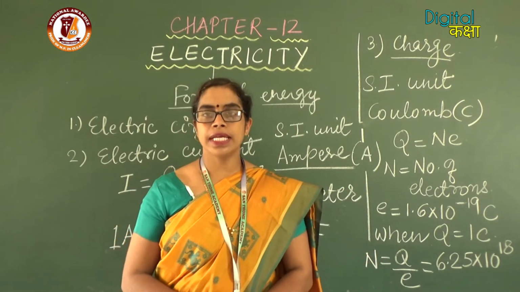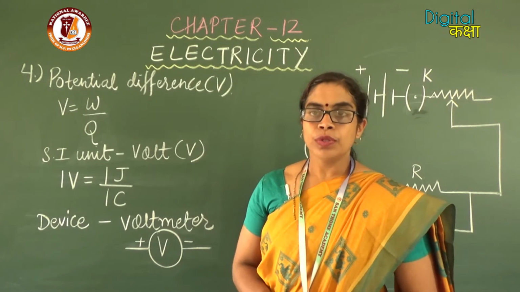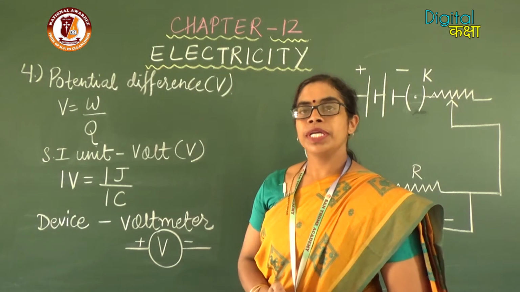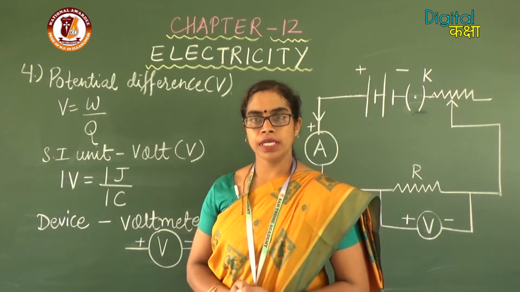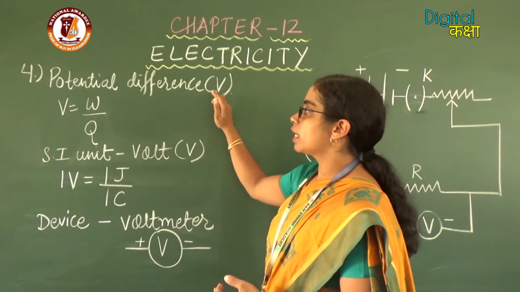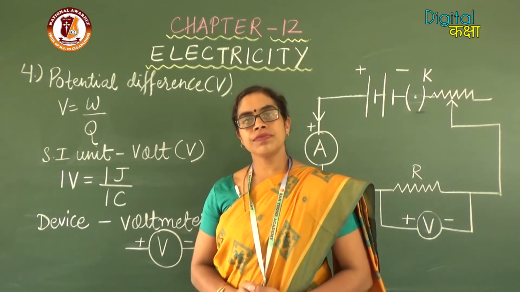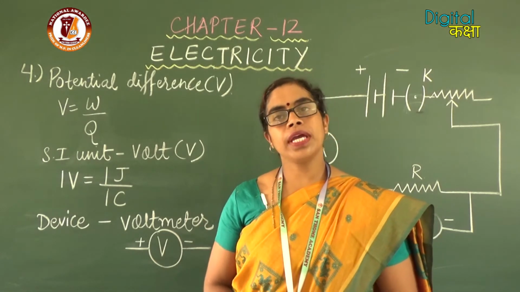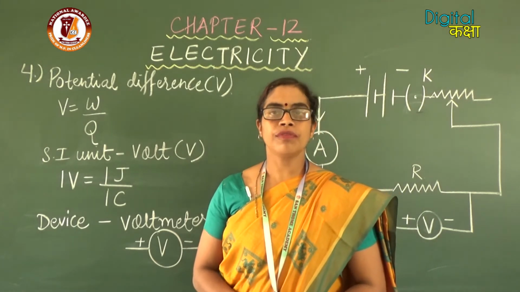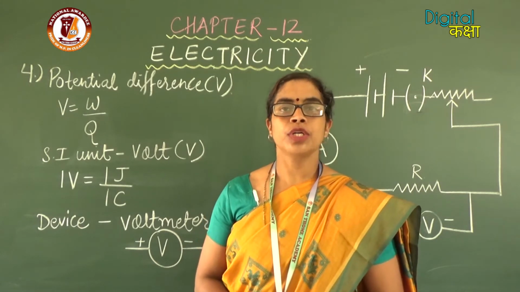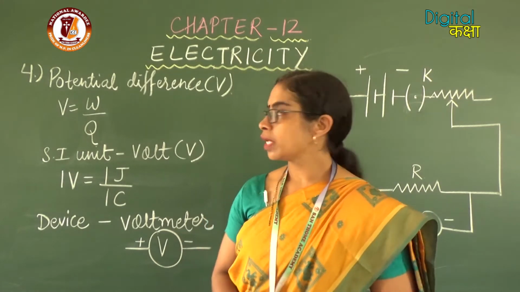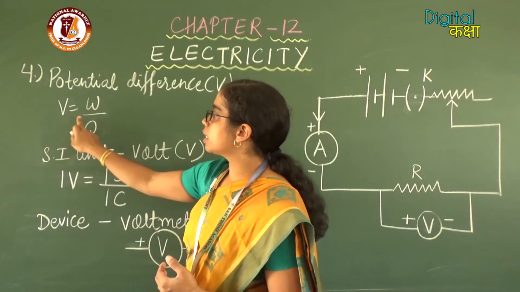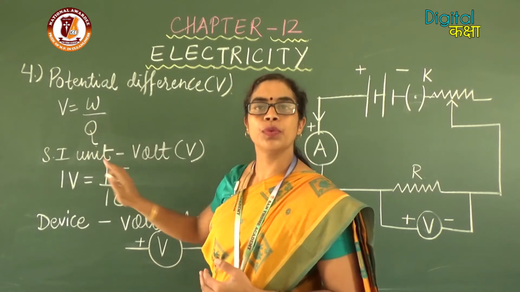Let us now know about the next term, potential difference. Potential difference is a physical quantity which is denoted by capital V, and this physical quantity is defined as the work done to carry a charge of unit value from one point to another point. The formula of the potential difference is given as V = W/Q.